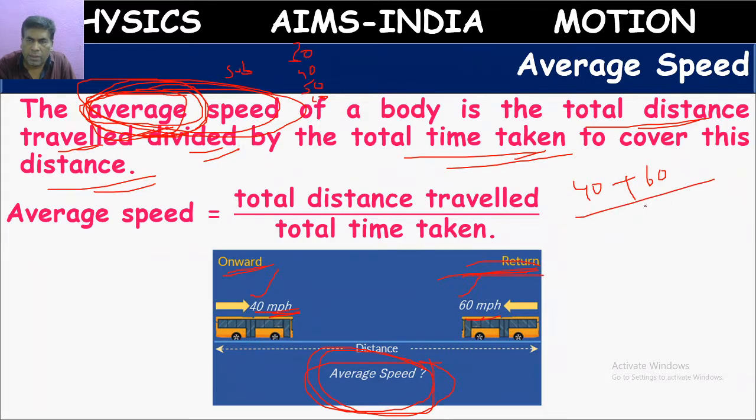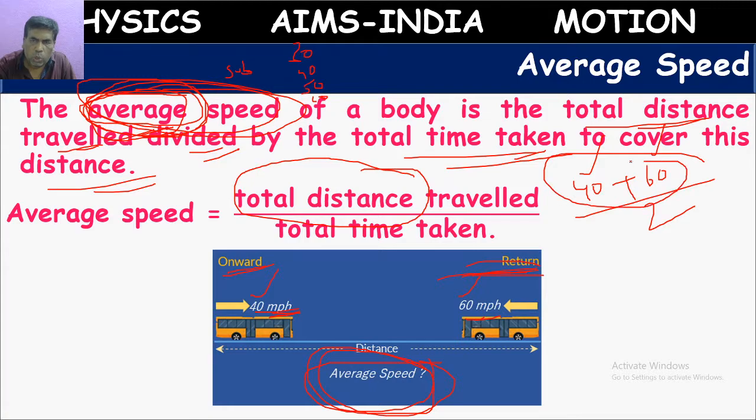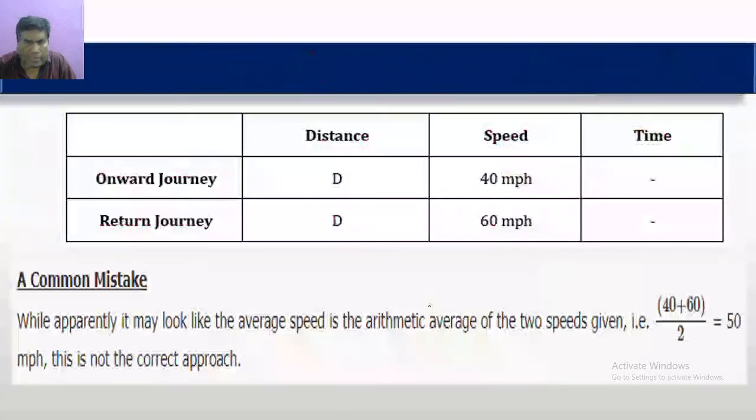What are you doing? You are doing 40 plus 60 by 2. 40 and 60 are not distances. They are speeds. Here in the formula what we have? Total distance. But here what it is? Total speed, not total distance.